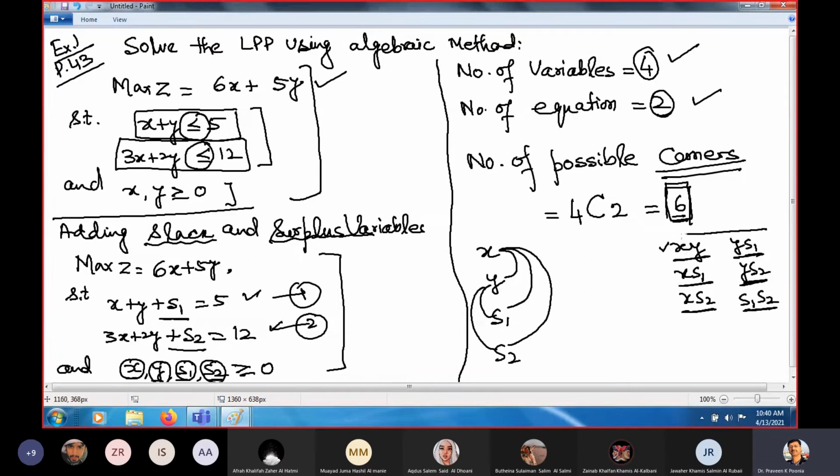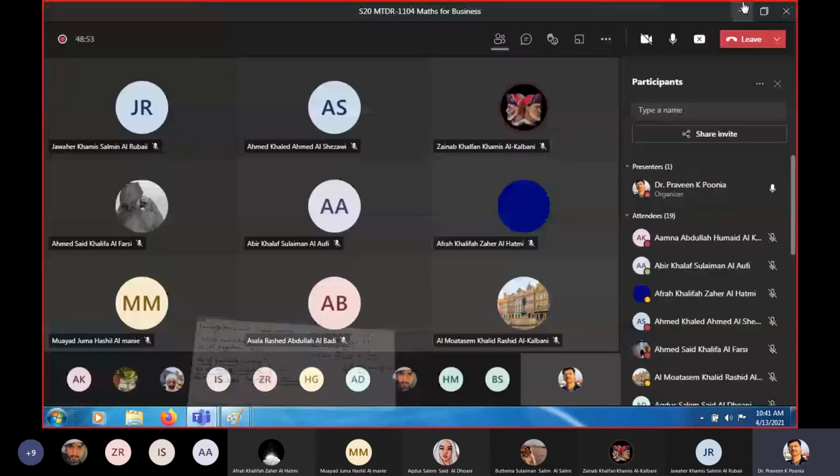And dear friends, these 6 possible corners, XY, XS1, these are called non-basic variables. So X and Y are the non-basic variables. In case 1, there are 6 cases. These 6 corners mean 6 possible cases. So here XY is the possible non-basic solution. And my dear friends, now I will make the table.